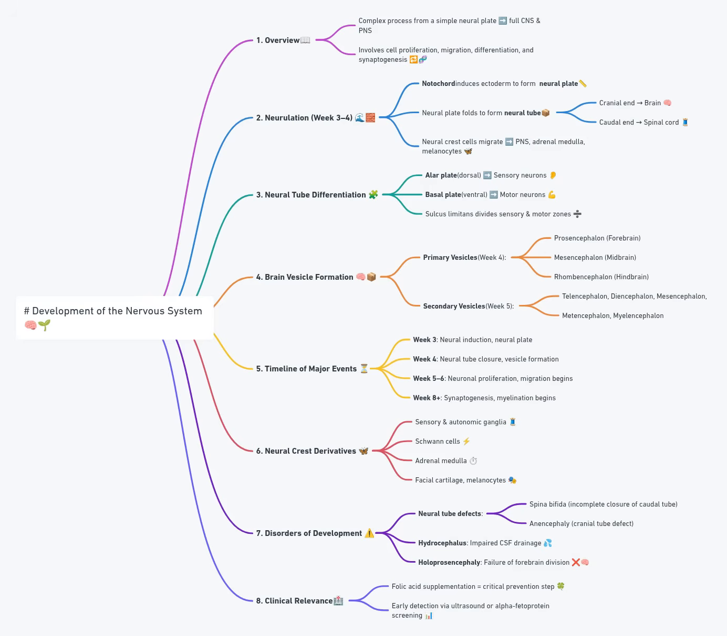During the third week of gestation, a region of the ectoderm thickens along the dorsal midline of the embryo to form the neural plate. This thickening is induced by signals from the underlying notochord and mesoderm. The neural plate folds inwards to form the neural groove, and its edges, known as neural folds, elevate and eventually fuse together to form the neural tube. This fusion begins in the cervical region and proceeds both cranially and caudally.